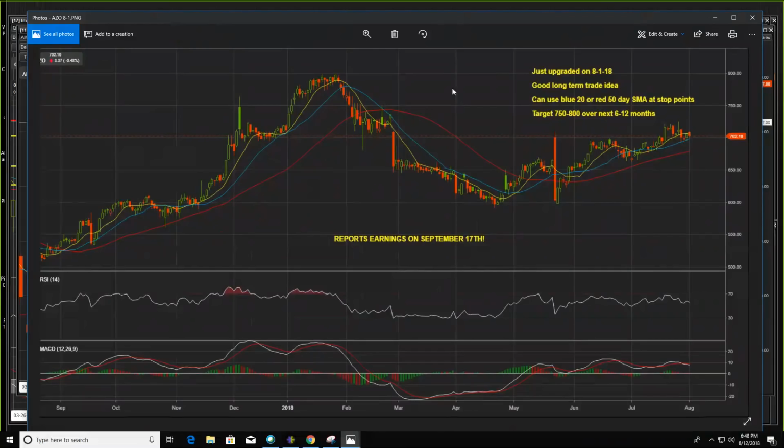Okay, so on August 1st, I shared this in the chat room, the trade room, sent an email alert out to members, and I posted it in the Facebook group. I said, guys, it's just got an upgrade. I think it's a great long-term trade idea. You can use the blue 20-day or the red 50-day SMA as your stop points. I said I have a target between $750 and $800 a share. And as you see here, the stock was only at 702.16. Okay, and this was on August 1st.